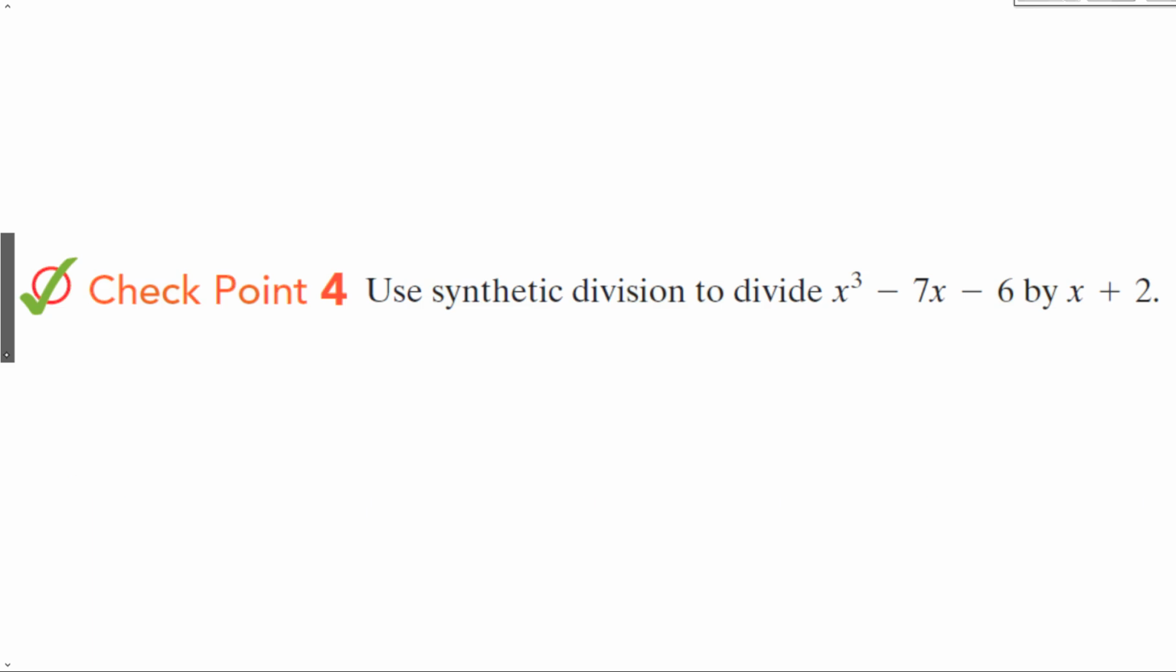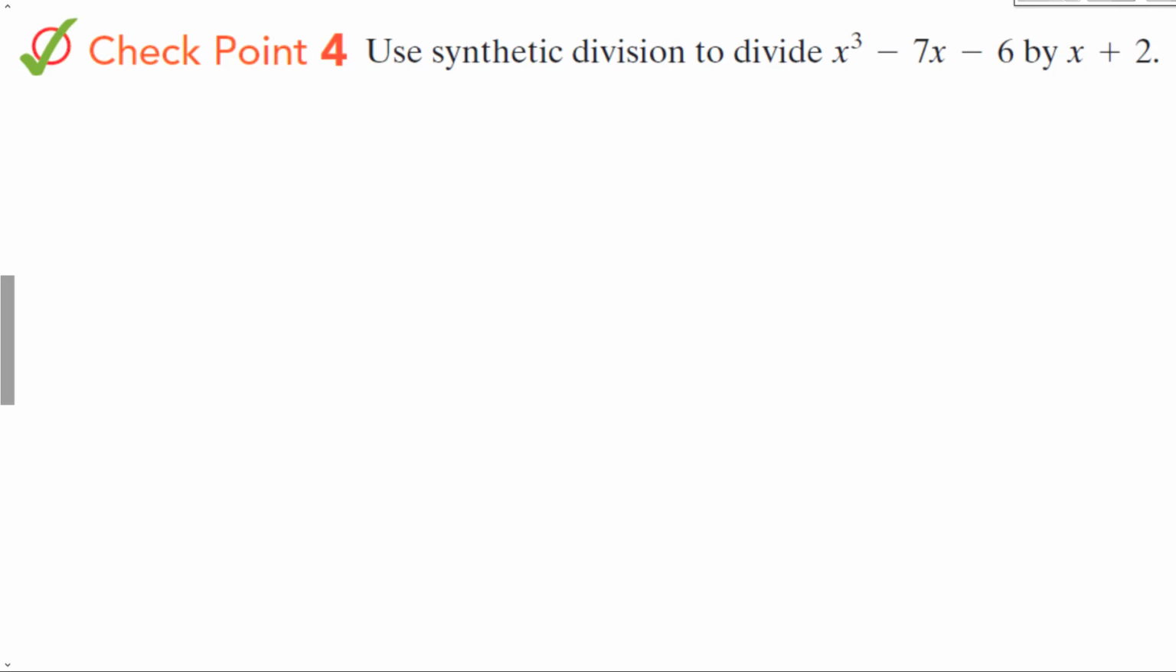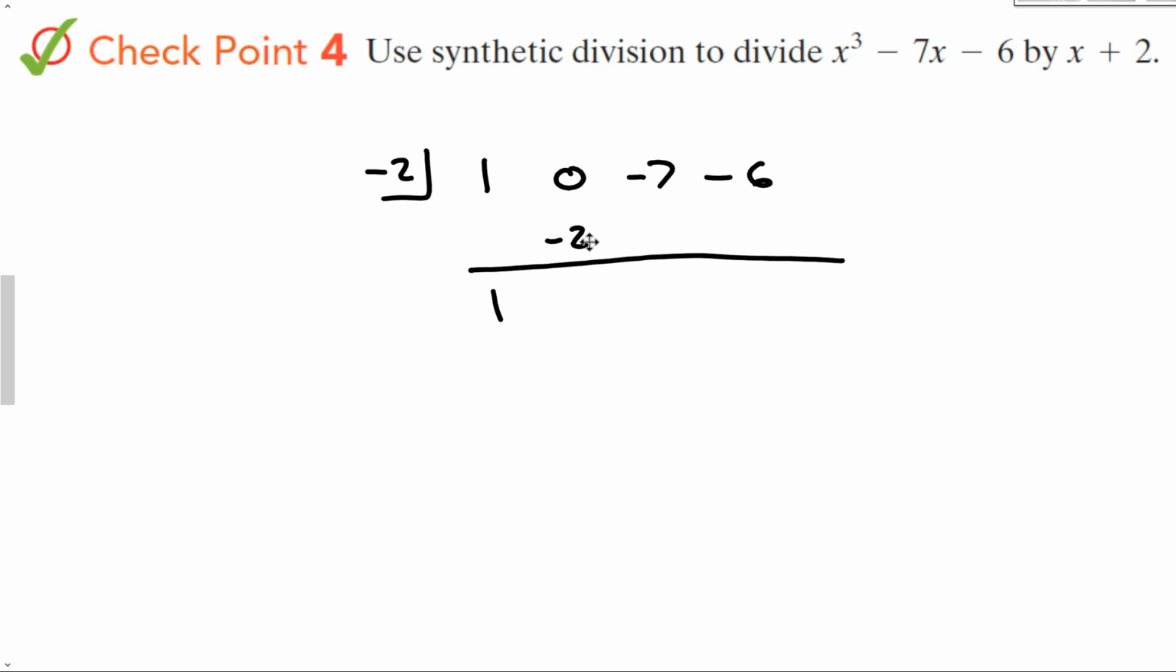Let's try again. Let's use synthetic division, and you can see how much quicker this is than long division. So I start with negative 2. I put it in my little box. I go 1, 0, 7, negative 6. Draw a line. Bring down the 1. Multiply. Add. Multiply. Add. Multiply. Add. And we get a 0.